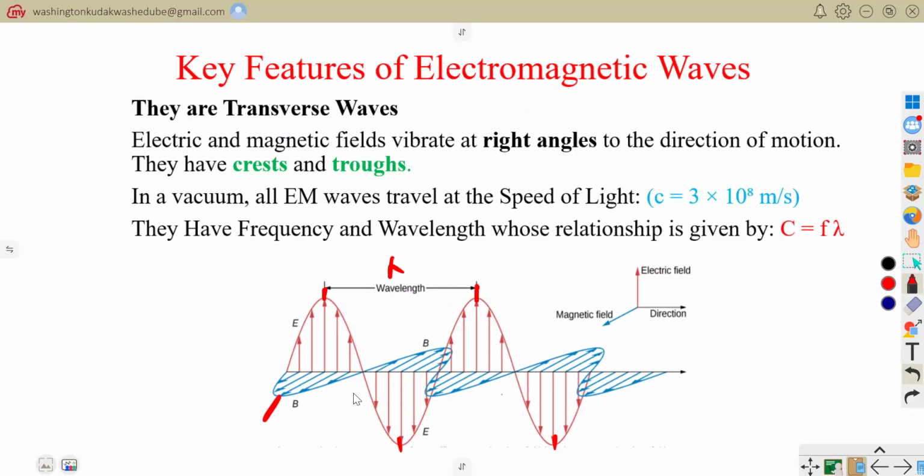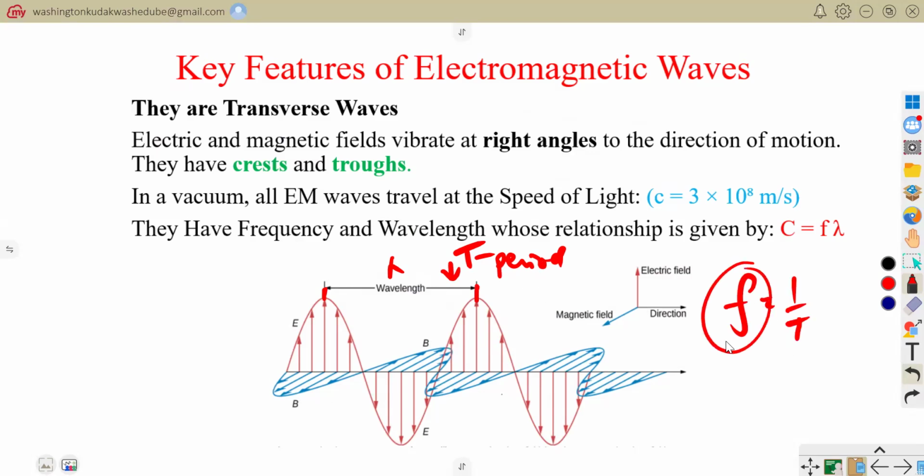Or else I could have used this trough of the magnetic field as well as this crest of the magnetic field. The distance between these becomes our wavelength. And as long as we have a wavelength, which is the distance traveled by one wave, then we can know the time that it will take to cover that distance, which we refer to as the period. And once we know the period, we can certainly know our frequency, because frequency is the number of waves that pass through per unit second, or else frequency can be given by 1 over the time period.